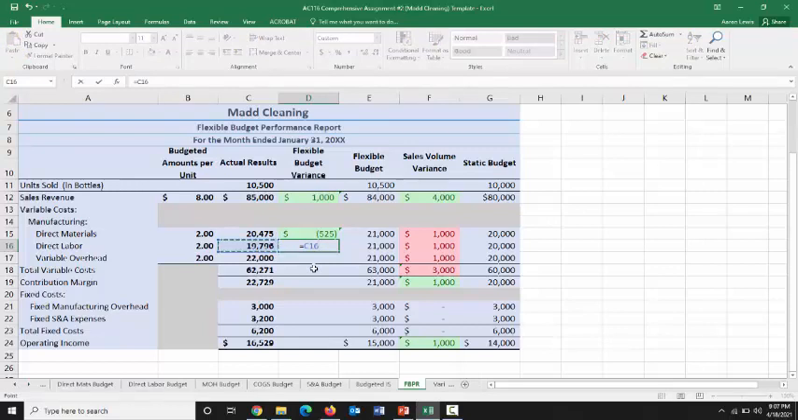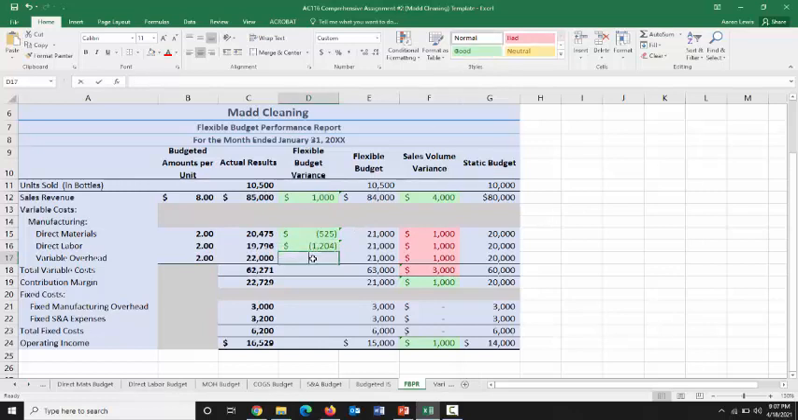For direct labor, we actually spent $19,796 to produce these bottles of all-purpose cleaner. Our flex budget column says we should have spent $21,000, which means we spent $1,204 less than we should have. And spending less, always favorable.